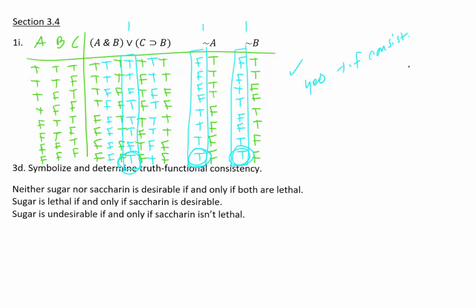Okay. Now 3D, you can tell by the space that I left for 3D how it is that this is going to turn out. 3D calls for checking for truth functional consistency, and if you can do it with a shortened truth table, then do that. And so that's the approach that we're going to take, trying to find out whether it's possible to have all three true at the same time.